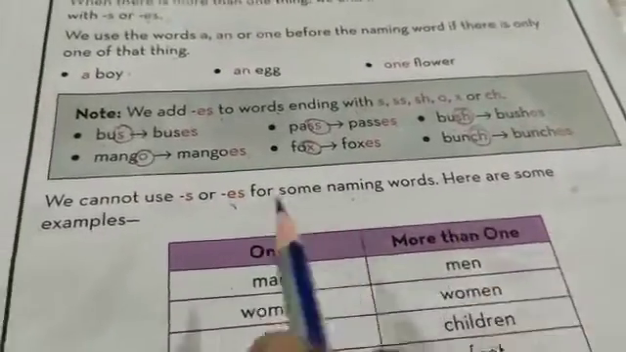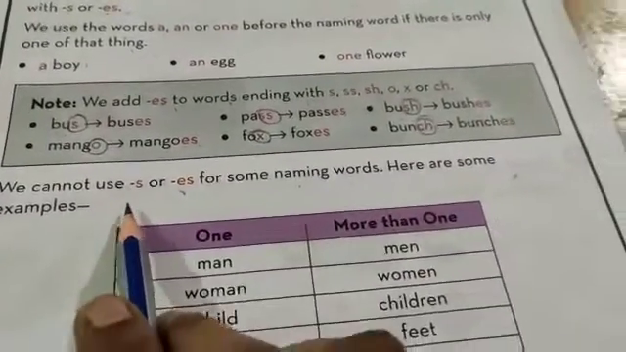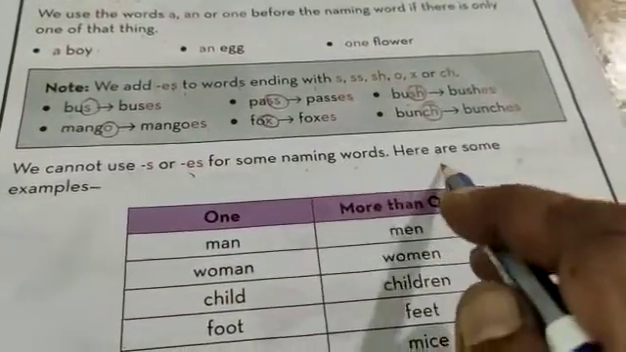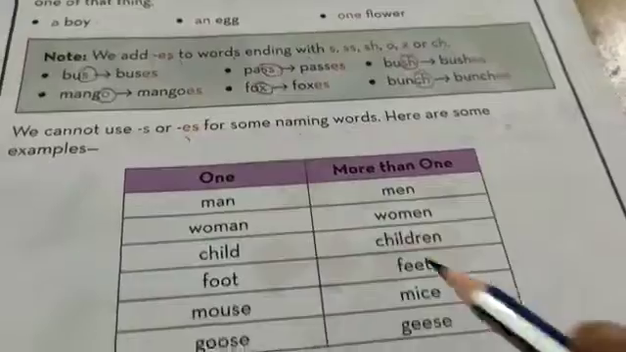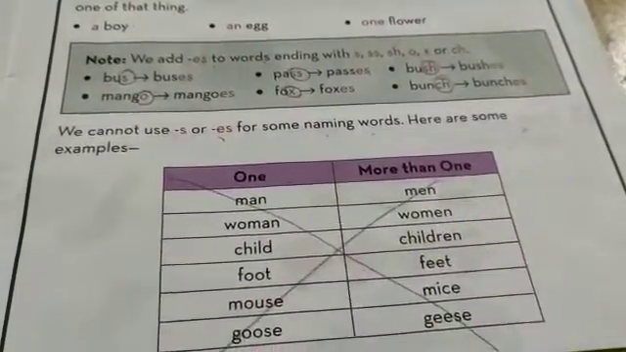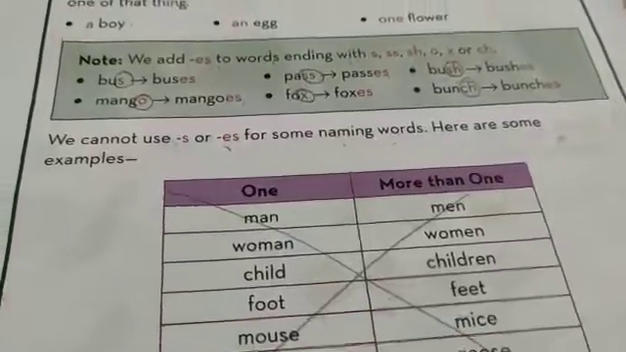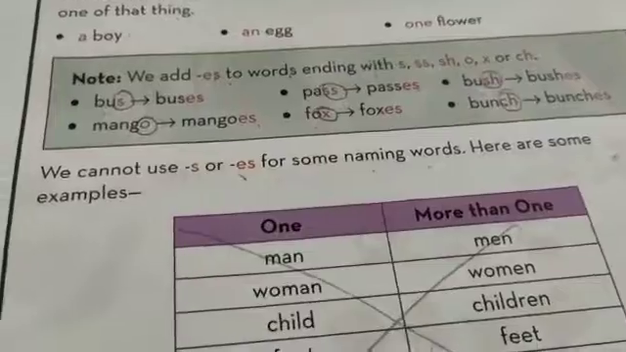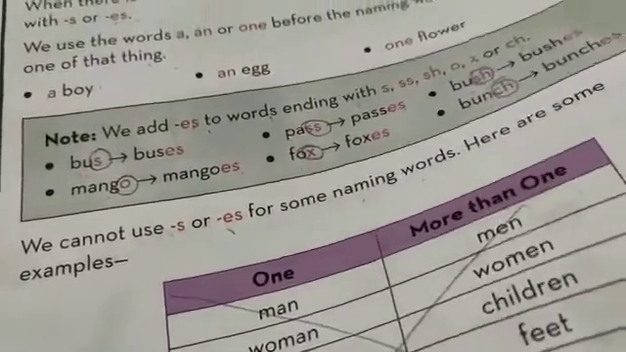Okay, children. Now see, we cannot use S or ES for some naming words. Here are some examples. Okay, children, this we are not going to learn for first standard. We are going to skip this. Okay, children, we will learn it later on in the second standard. Now just turn the page.